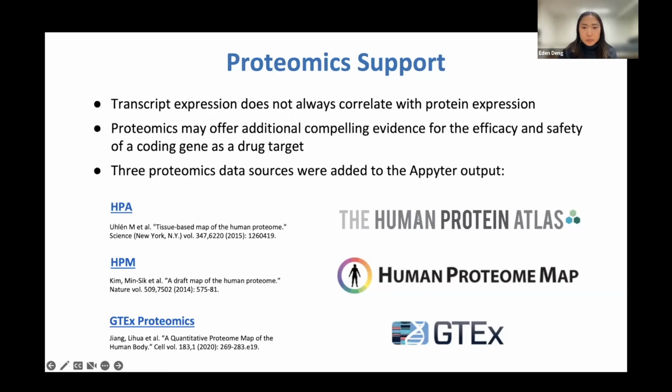as a drug target. Proteomics data from non-disease tissues were retrieved from 3 different proteomics atlases. The first, the Human Protein Atlas, the Human Proteome Map, and also a GTEx proteome project. So now in the Appyter, the user can view the protein expression levels from different normal tissues and cell types to identify if there's any areas in the body where a candidate protein has low expression and it might be a safer target.